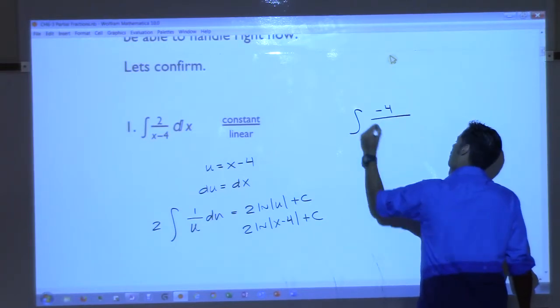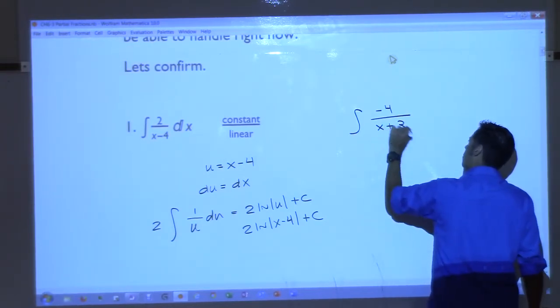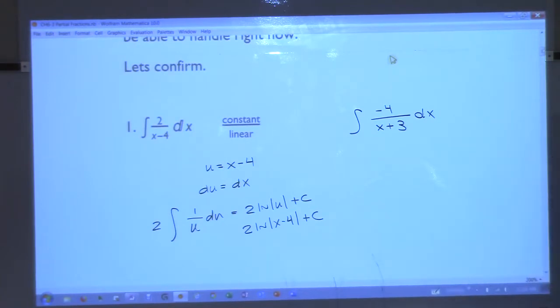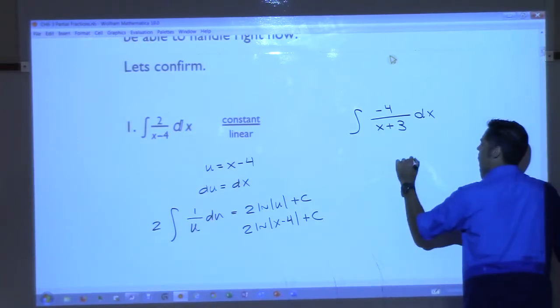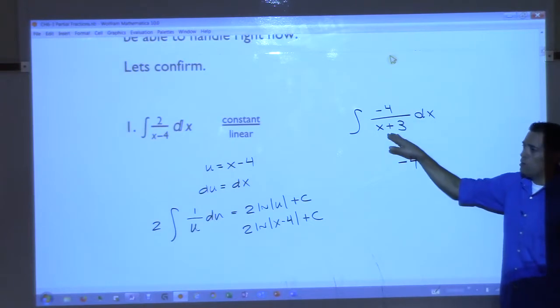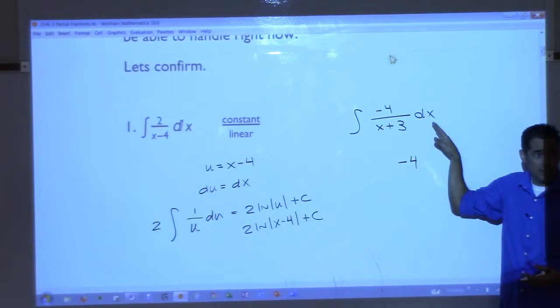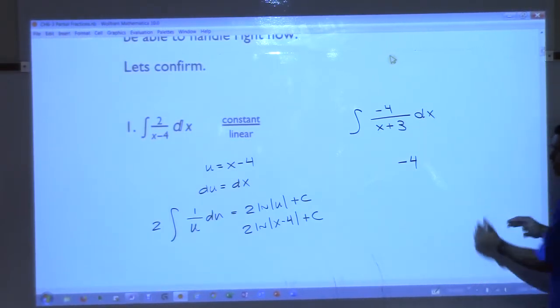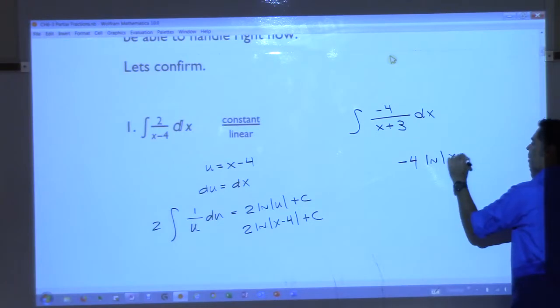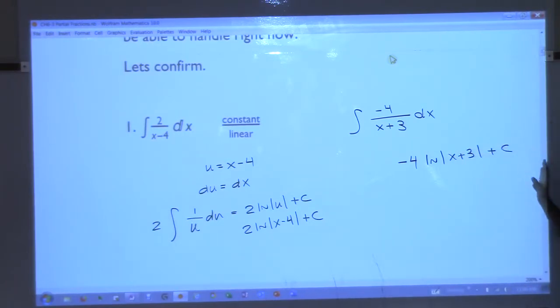Negative 4 over x plus 3 dx. Okay, so you know the negative 4 is going to come out. Constant over linear, right? So I'm going to pull the negative 4 out, and then I'm going to have 1 over u. And what's du going to be? dx, right? So when I rewrite this, it's just going to be 1 over u du. So I know the antiderivative of that is natural log. So natural log of x plus 3 plus c, done. Yes? Sure? Okay.